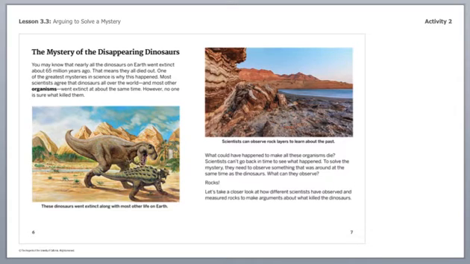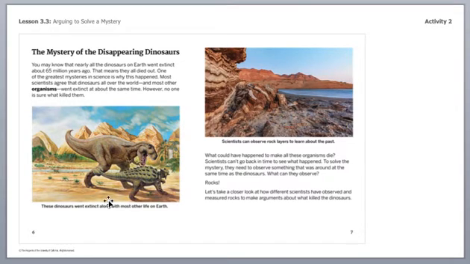Now, I will read 6 and 7 out loud. The Mystery of Disappearing Dinosaurs. You may know that nearly all the dinosaurs on Earth went extinct about 65 million years ago. That means they all died out. One of the greatest mysteries in science is why this happened. Most scientists agree that dinosaurs all over the world and most other organisms went extinct at about the same time. However, no one is sure what killed them.